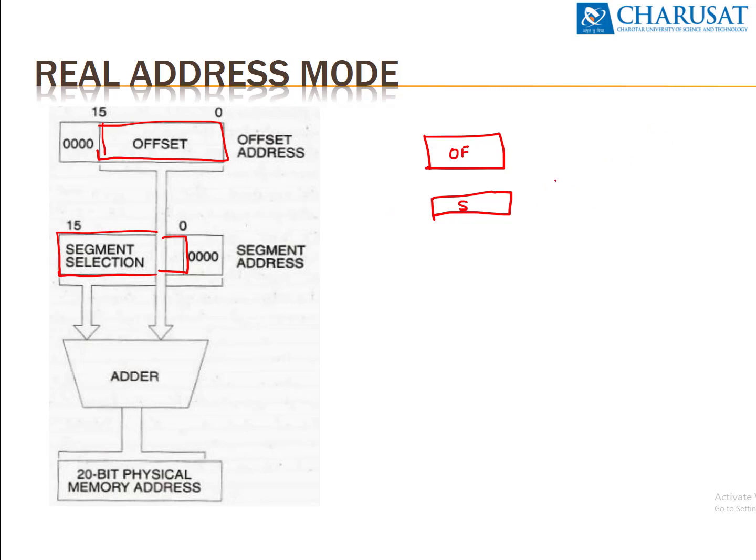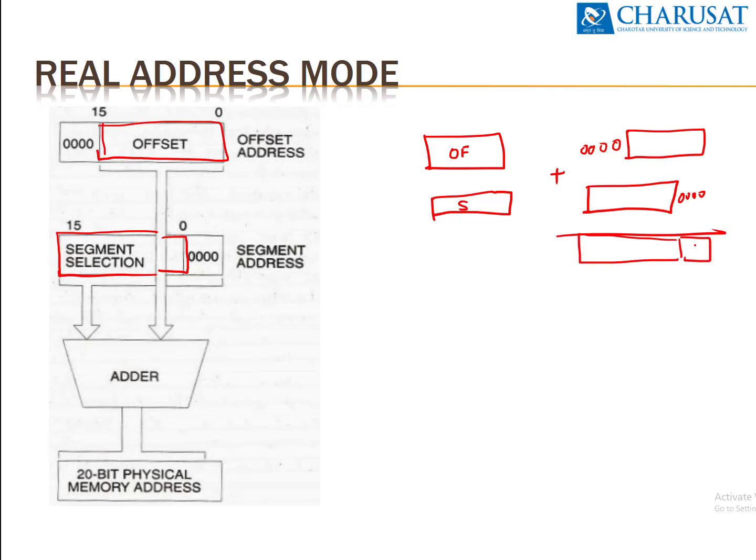So what happens if we shift the segment 4 bits to the left? This is the offset and the 4-bit shift left. 000 will be placed over here and 000 will be placed over here. Then if we perform addition, this 4-bit addition goes over here and the next is 16. So 4 bits plus 16, a total of 20 bits of addition. We can see this 20-bit physical address is generated using an adder circuit. But before performing the addition, the segment selection will be shifted 4 bits left, or the offset will be shifted 4 bits right.